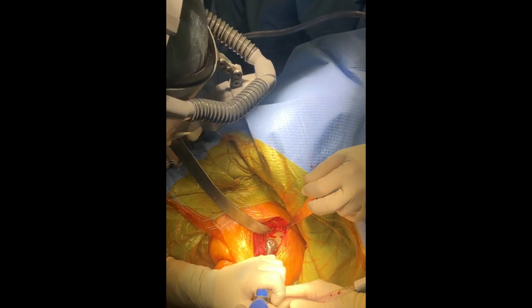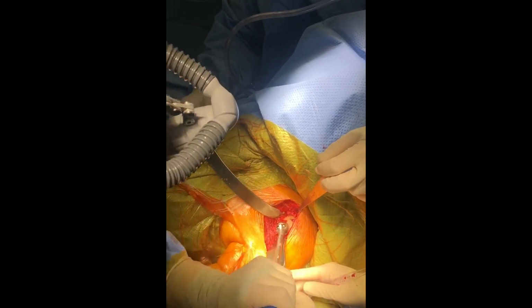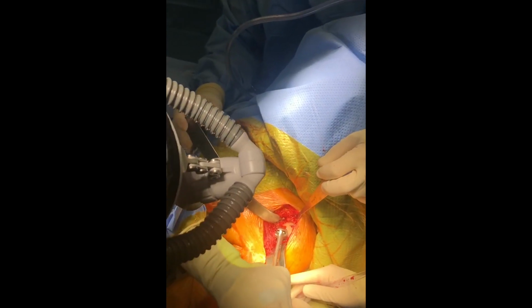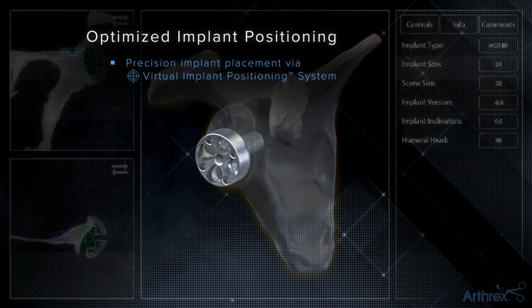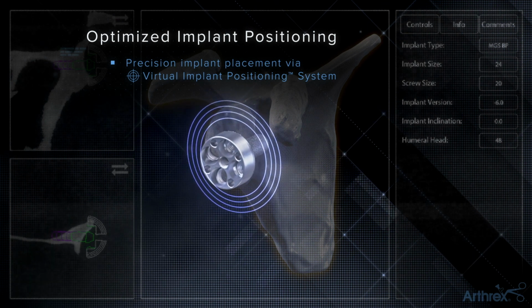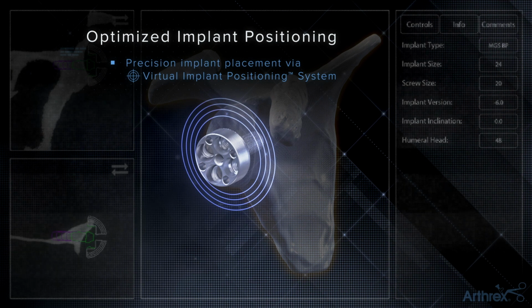You can see he does in fact have a small glenoid, but because the central fixation is quite small and the base plate is quite small, it fits very nicely for our patient. Part of this is using our intraoperative VIP guide to get that in the perfect spot, and then we're able to really evaluate the perfect glenosphere intraoperatively by using our intraoperative sizing guide.